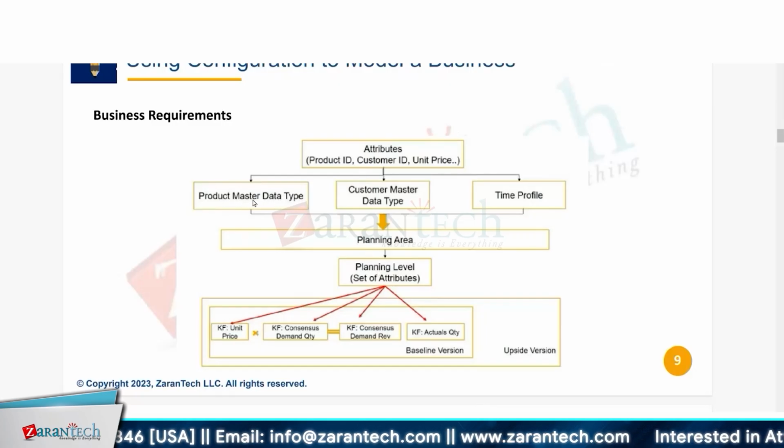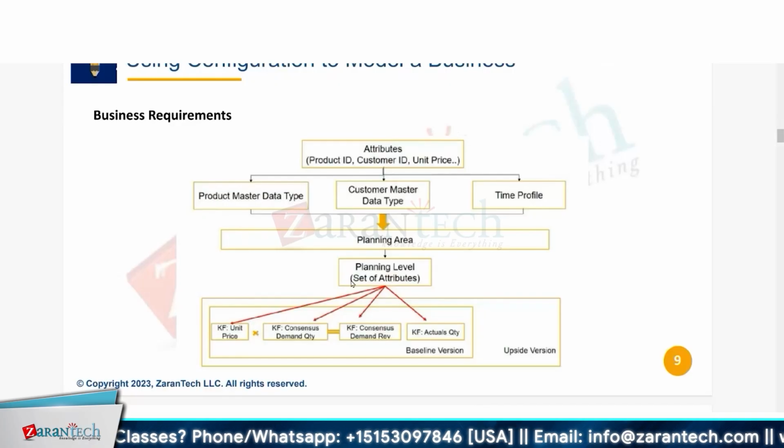Each of these planning product masters will have its unit price, which is basically the key figure unit price. If you have an attribute which is a combination of two attributes, a product line and a customer, this is a combination. What can you have with this combination? One customer can buy one product or he can buy 10 different products. These are different combinations.